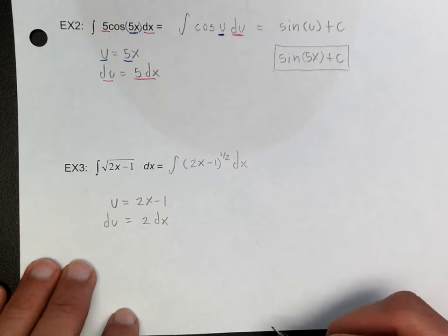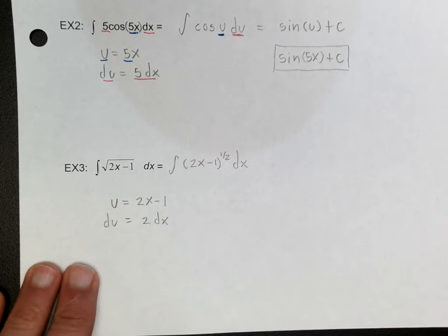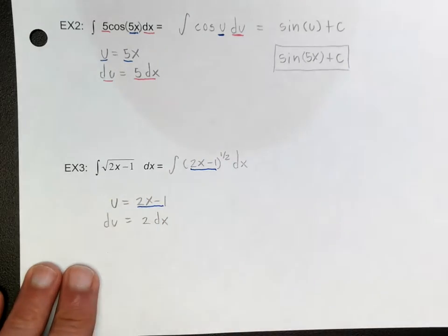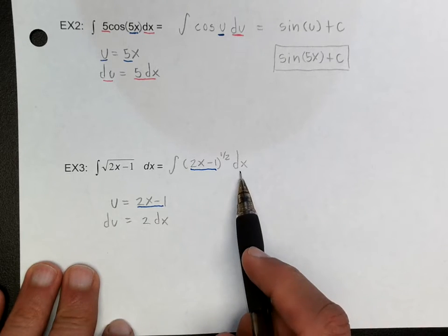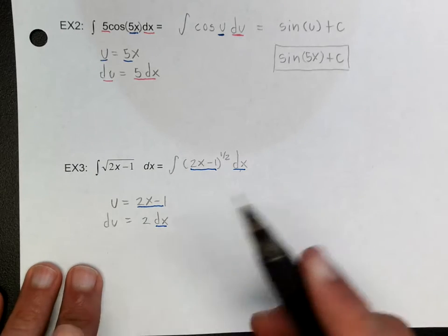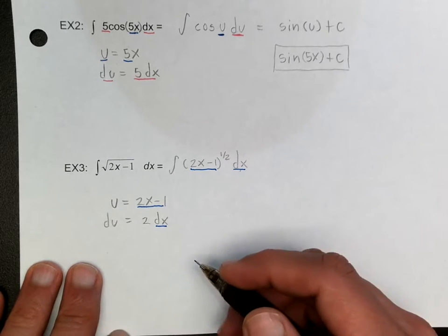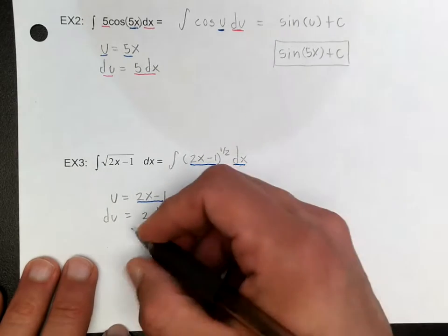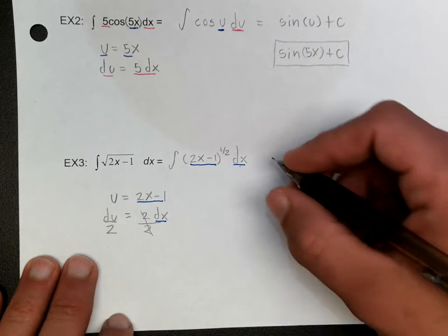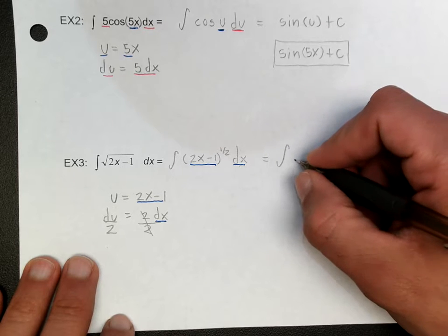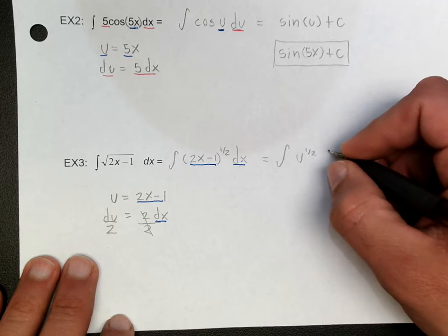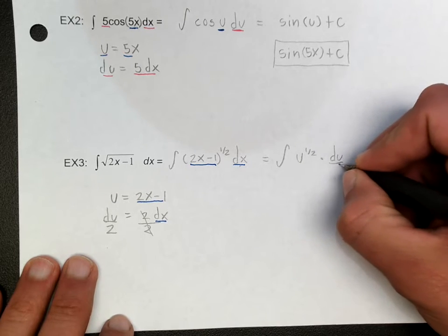Now if you look at it, I have 2x minus 1 right here, but I only have dx. I have dx right here, I don't have 2 dx. So just like we did on 64, we're going to get rid of this 2 by dividing both sides by 2. On this one, we're going to go ahead and substitute. So 2x minus 1 is now u, so we have u to the 1/2 power times du over 2.